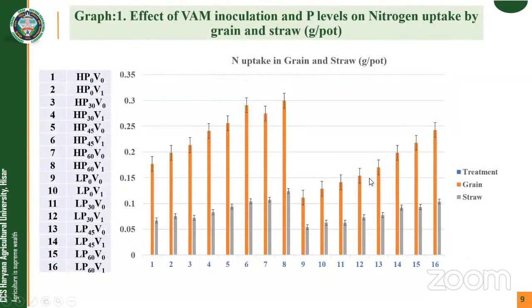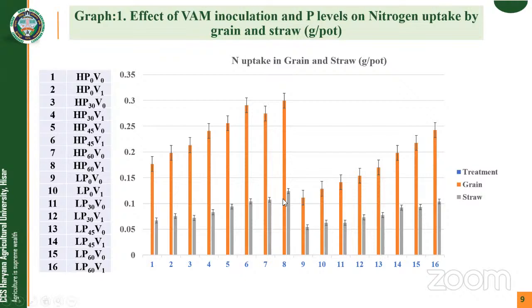And this is the result, the effect of VAM inoculation and phosphorus level on nitrogen uptake in different soils. Treatments 1 to 8 show the heavy soil treatments, and treatments 9 to 16 show the light soil treatments. In both soils, light and heavy, with an increase in the phosphorus level, that is from 0 to 30, 45 and 60, there is an increase in the nitrogen uptake in both grain and straw, and higher values of nitrogen uptake were observed in heavy soils as compared to the light soils. This may be due to the higher clay content and higher initial nutrient status present in heavy soils.